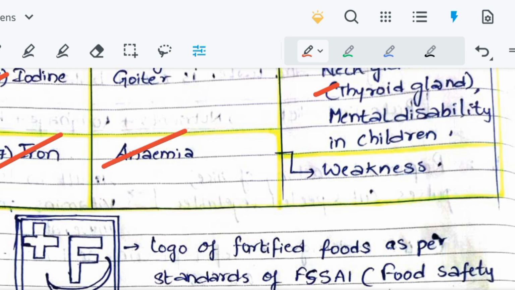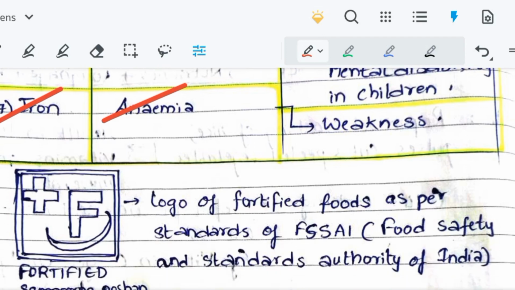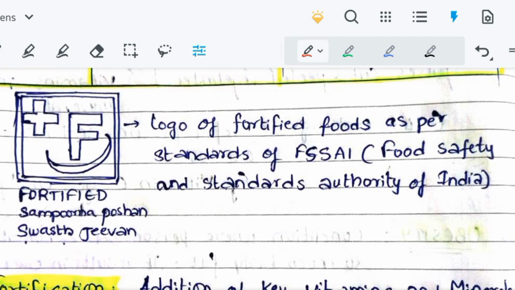And iron deficiency causes anemia, which results in weakness because hemoglobin cannot be formed properly. As a result, oxygen is not supplied to the cells properly, which results in less energy production. Now, on some food, students, you might have watched this logo, and this logo is a logo for fortified foods.